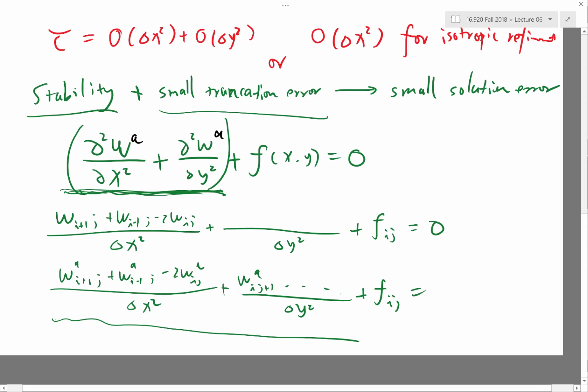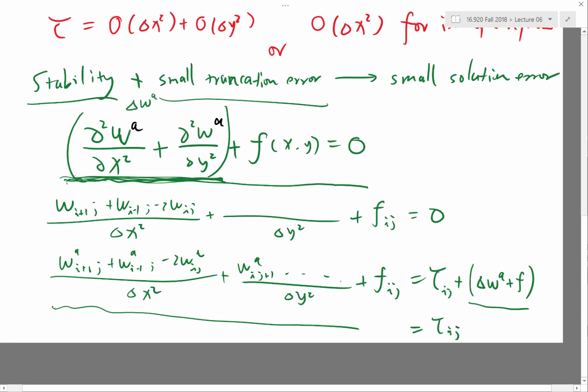And then we add the same number, right? So we have to add and subtract the same thing. And if we add the same number, what we get is that this is equal to 0, right? So basically the second part is removed. So we get tau at ij, the truncation error, plus the analytical derivative. Let me denote this with Laplacian of omega a plus f, right? Because this is 0 by the analytical differential equation. This is just equal to tau ij.